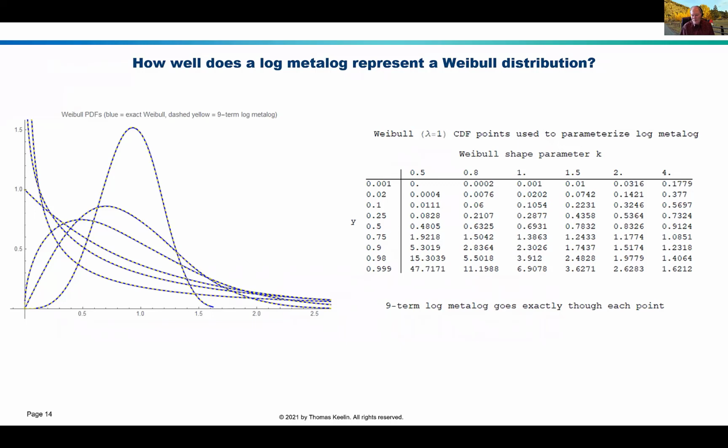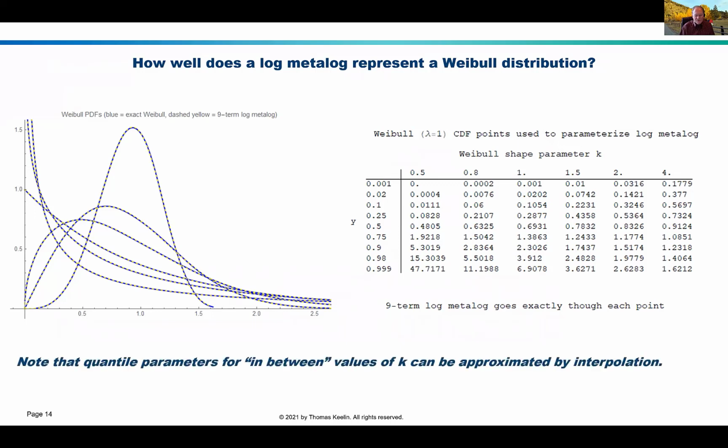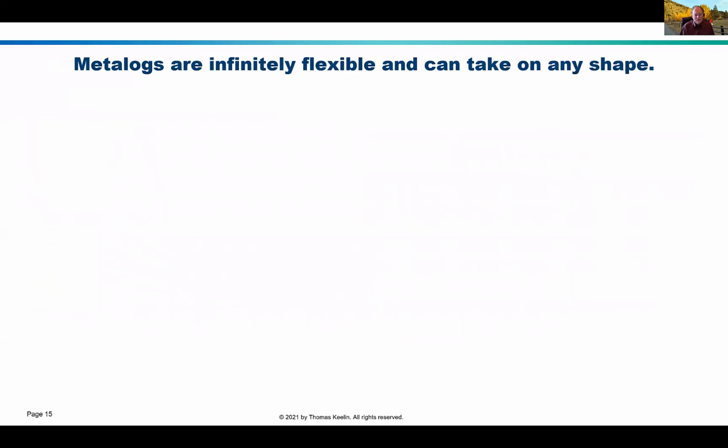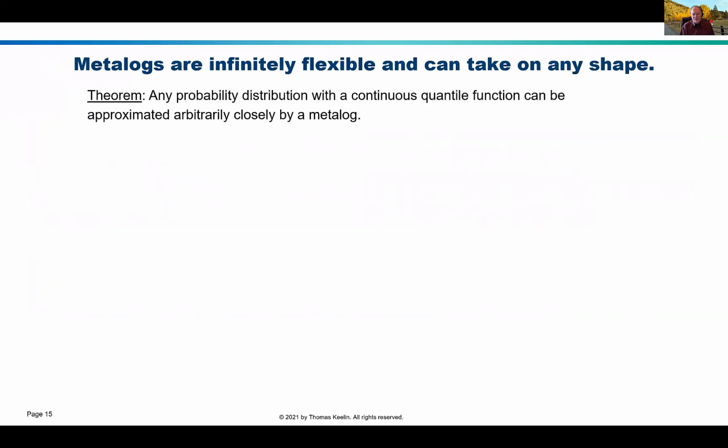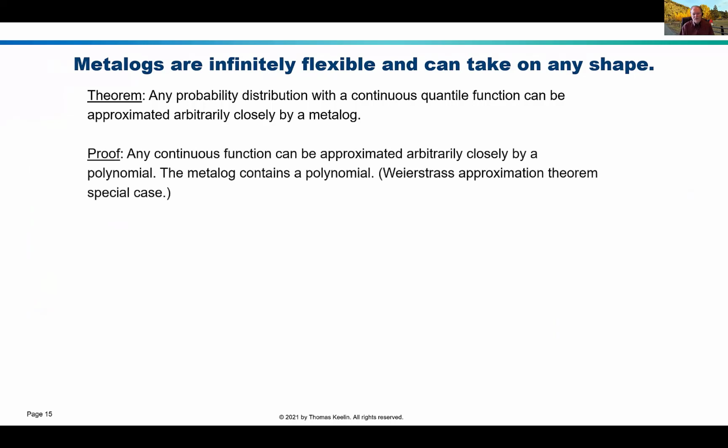This is a 9-term log Metalog. It goes exactly through each of these 9 points you see on the right. So this is a special case of a far more general result, and that is that any probability distribution with a continuous quantile function can be approximated arbitrarily closely by a Metalog. What's the proof of that? Well, any continuous function can be approximated arbitrarily closely by a polynomial. That's the Weierstrass approximation theorem. The Metalog contains a polynomial, so if you set the non-polynomial terms to 0, you've got something that will approximate any quantile function arbitrarily closely.